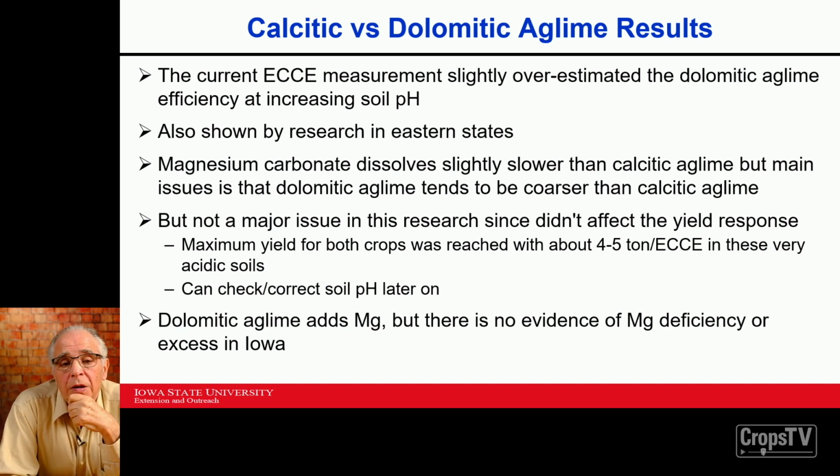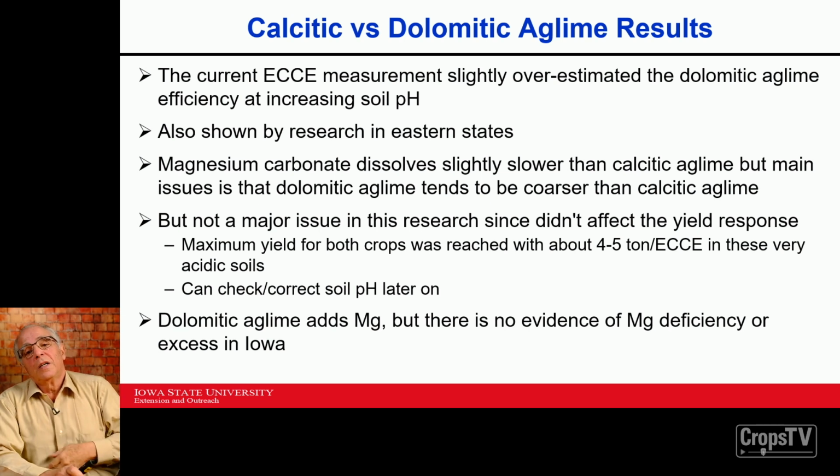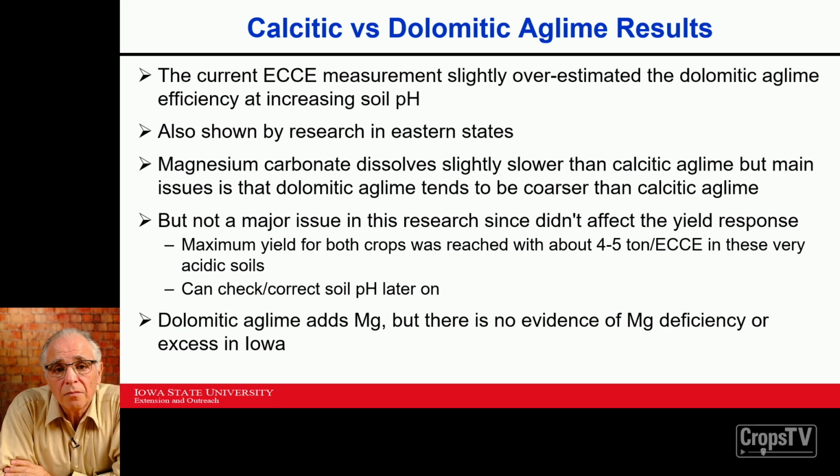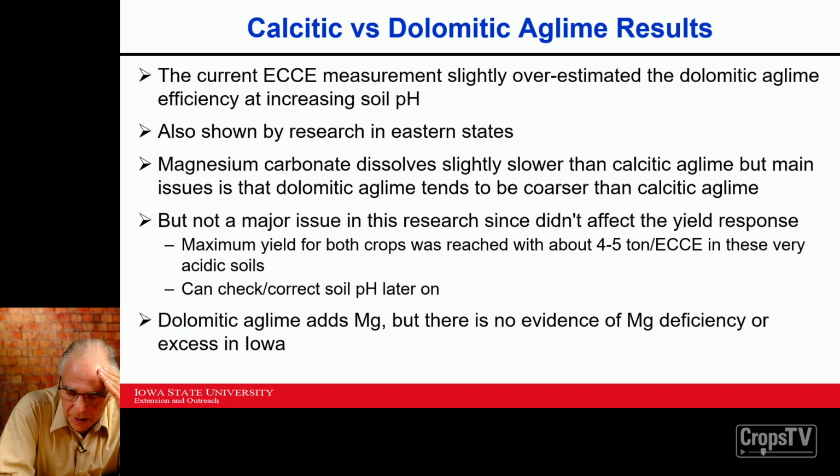Now, this has been shown in some eastern states, okay? This is because the magnesium carbonate dissolves slightly slower than calcitic lime, okay? But the main issue is that the dolomitic lime usually tends to be coarser than the calcitic lime. It happened in our study, and often happens out there. But as I said, this difference wasn't a big deal, because that didn't translate into much difference for the yield.